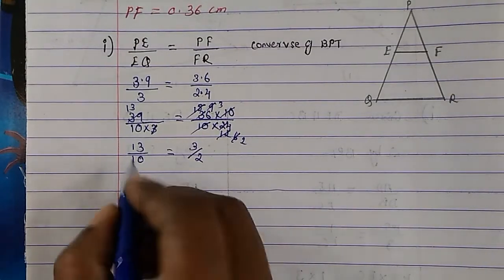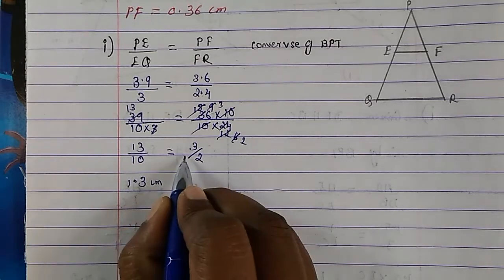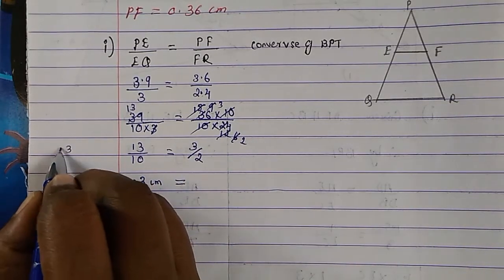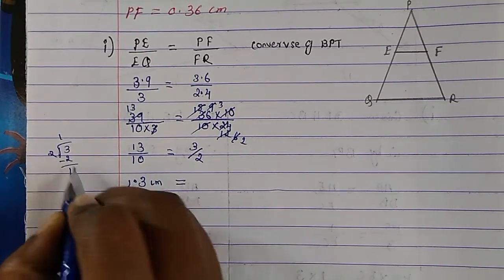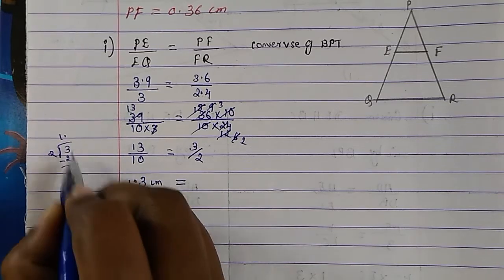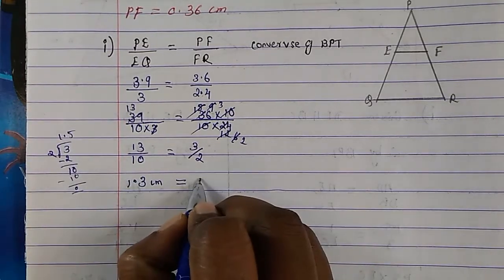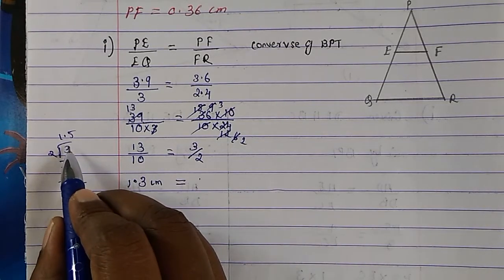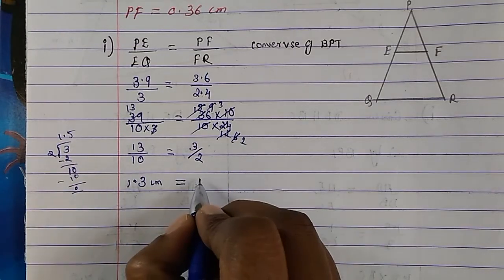So now this can be written in decimal how? 1.3 centimeter. And this can be written in decimal. So if you divide by 2, one time, 1 point, okay, so we get 1.5 here. Wait a minute. 1 we have, okay.